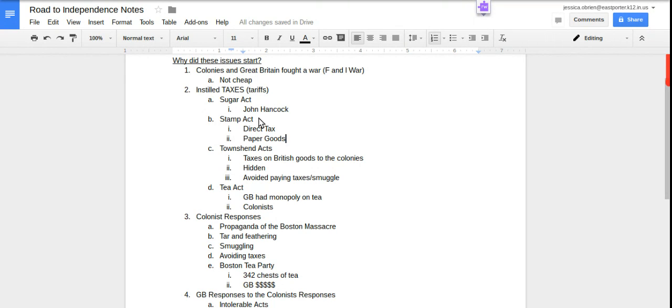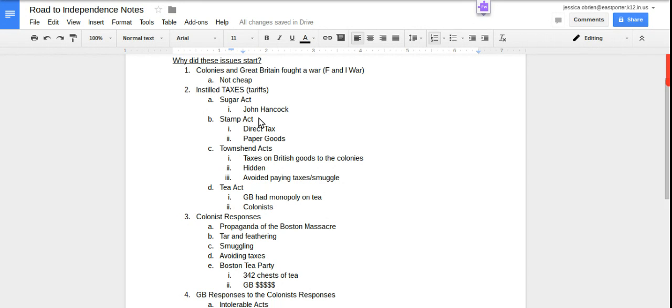Not only was this act meant to help pay for the war, it was also meant to show dominance, to show the colonists who's in charge. We're in charge. Great Britain is in charge. You listen to us. You pay our taxes. That obviously is not going to go very well for the colonists. They're not going to react very nicely to that statement.